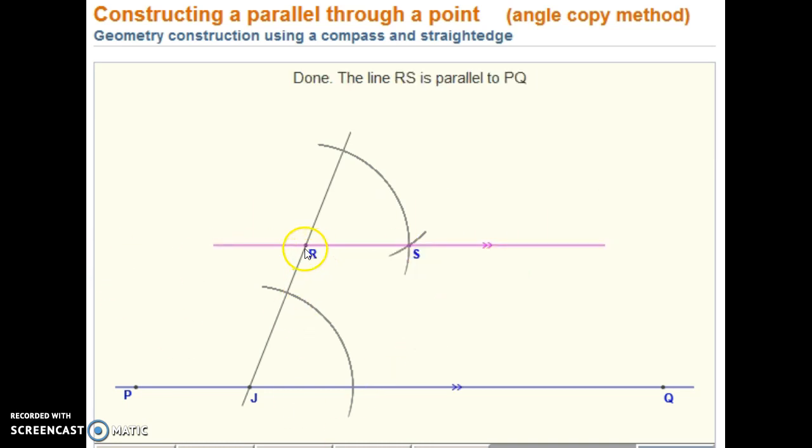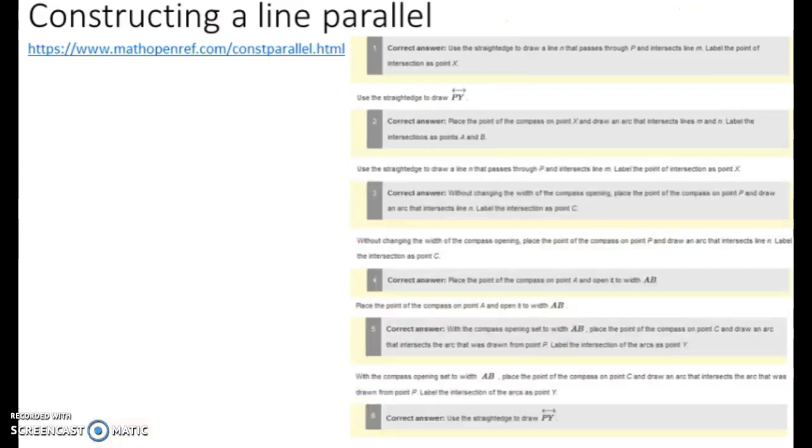What you've done is you've taken angle RJQ and you've copied it. So now it's this angle here, this something RS. And because these two lines intersect line JR at the same angle, we know that those two lines are parallel. So I like to use the copying an angle method for drawing parallel lines. So back to our quiz question. Now that you know how to copy an angle, you can just put these in the correct order.